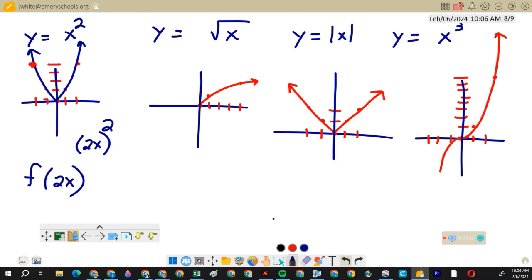So this point will now, instead of being -2, will be -1. And this point, instead of being -1, will now be -1/2. And that parabola is skinnier.